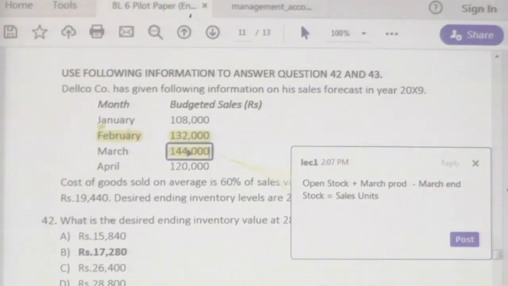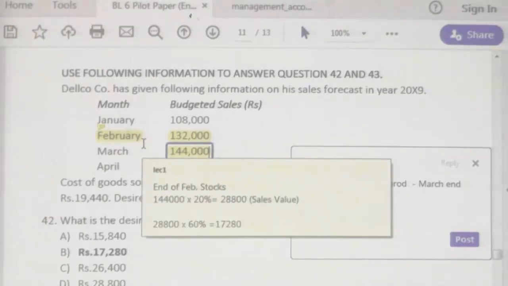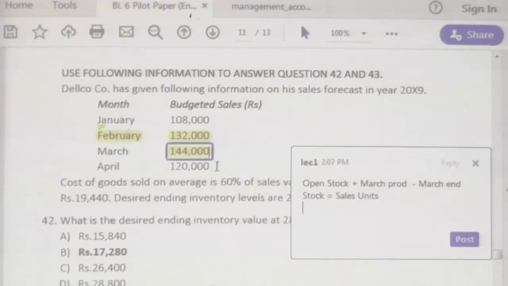Sales revenue is 144,000 for March. The selling price they mention, assume as 200 rupees. If the selling price is 200 rupees, clear? If the selling price is 200 rupees, the quantity sold in March, the sales units, will be 720. Let's check it again.